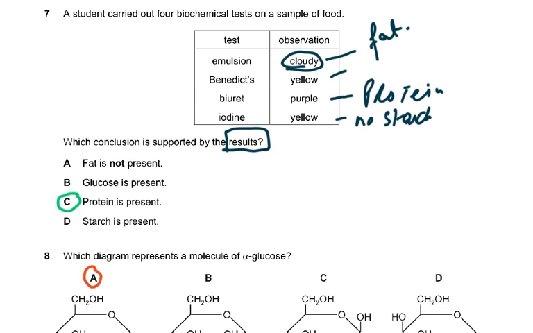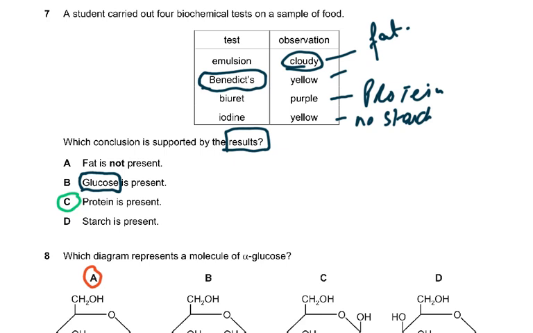Biuret test was purple. You see, we can't say glucose is present because Benedict's test is for reducing sugar. Reducing sugars are many. We don't know whether it was glucose or maybe some other reducing sugar, but we can't definitely say glucose is present.